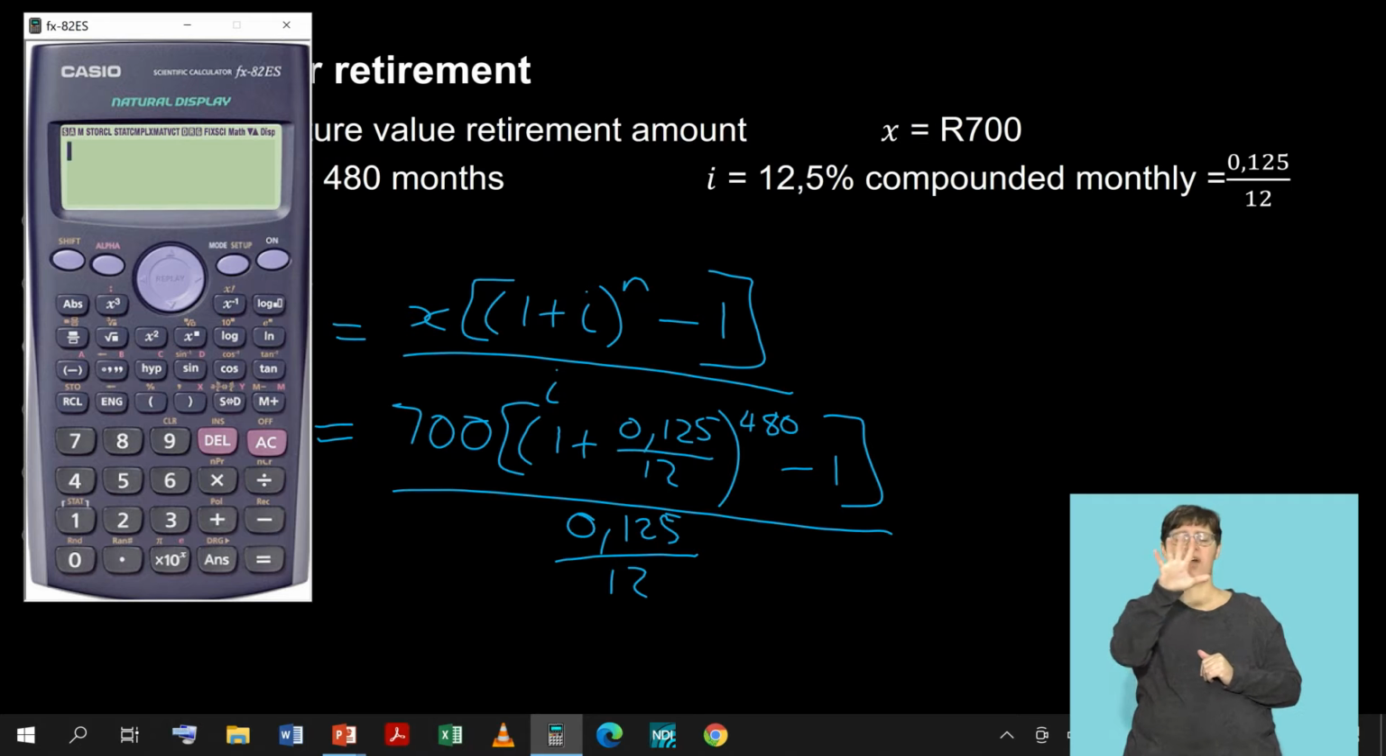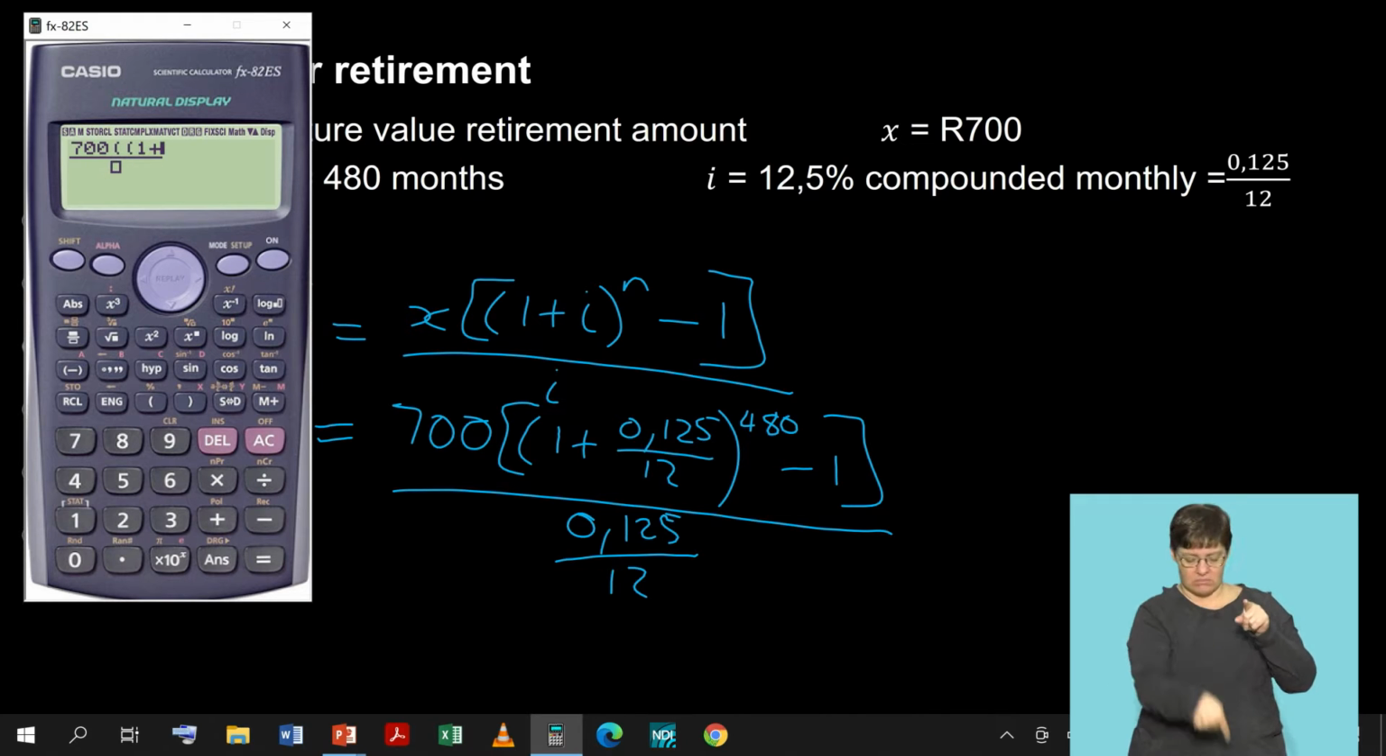Just to give you advice as well, when you write down the 0.125 over 12, do not first press that on the calculator and get the answer. Because in financial maths, we don't round off the answers until we get to the final answer. So you will end up rounding it off, which will make your answer off by a few decimals.